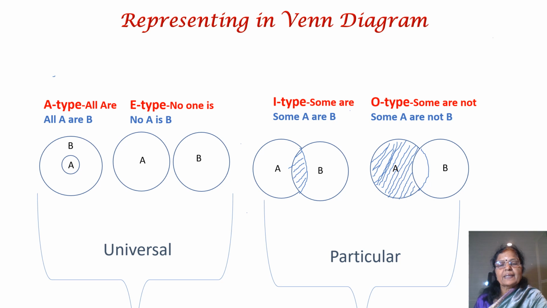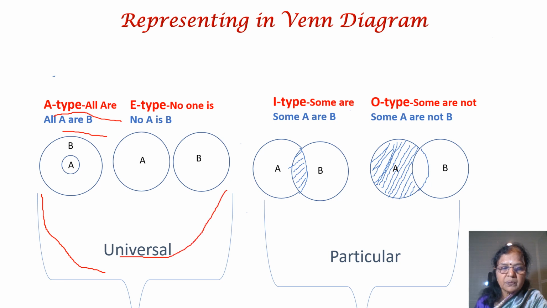See, Venn diagram. I told you some of the characteristics of categorical propositions. Using the proposition, you can draw a Venn diagram. Here we will see how to draw the Venn diagrams for all four types of categorical proposition: A type, E type, I type, and O type. Venn diagrams we have already discussed. The A type is all, for example, all A are B. A type and E type are what we call universal statements, pertaining to all. And I type and O type are particular.